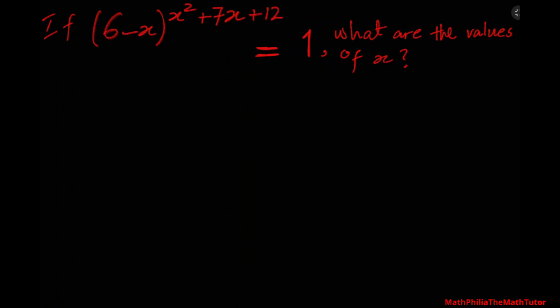In this video, I'm going to show you how to solve this type of questions. Let's begin the solution. The question says, if (6 minus x) all raised to the power of x squared plus 7x plus 12 is equal to 1, then what are the values of x? Okay. Now here's how to solve this question. We have different cases and I will show you all of them.